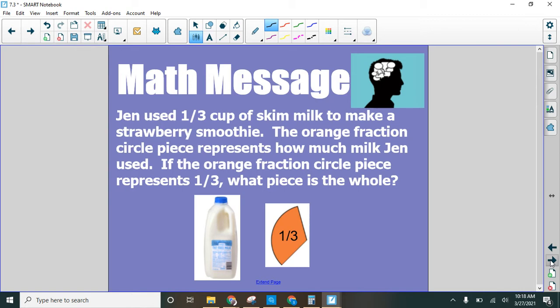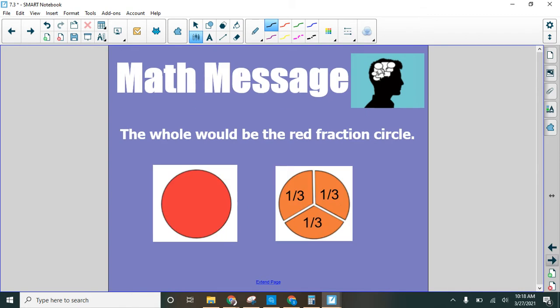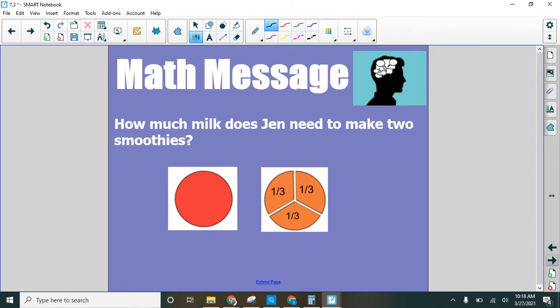All right, guys, so let's look, right? If Jen used 1/3 of a cup of skim milk to make a strawberry smoothie, the orange fraction piece represents how much milk Jen used. If the orange fraction circle piece represents 1/3, what piece is the whole? Well, if we know 1/3 is the one orange piece, then another would be the 2/3, and the last one would be 1/3. These all go together to make the red fraction circle. Okay, this is kind of where we're headed today.